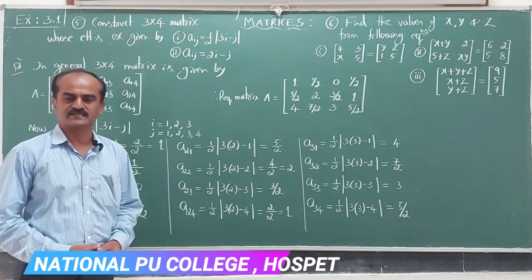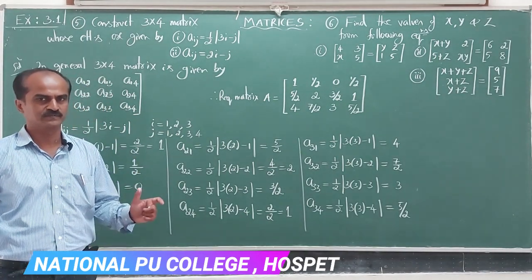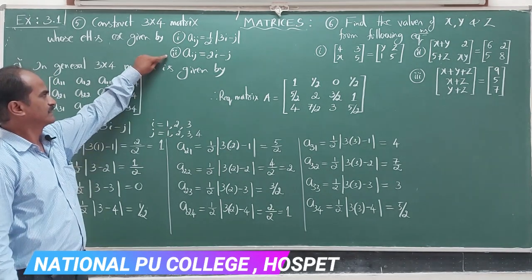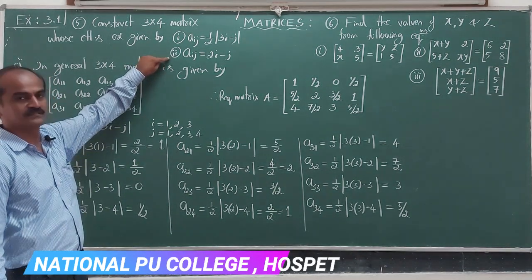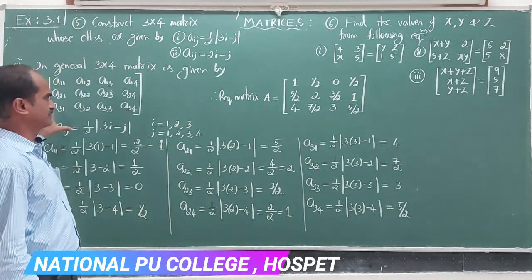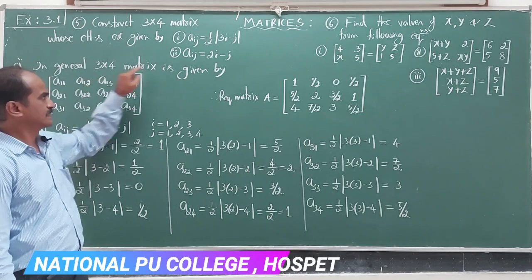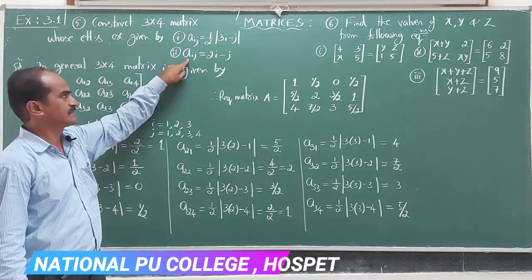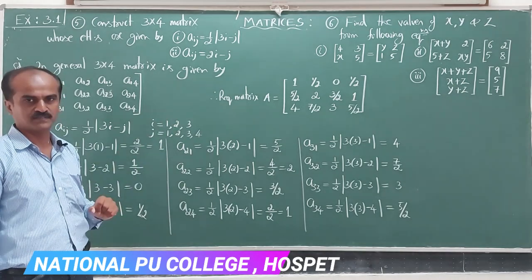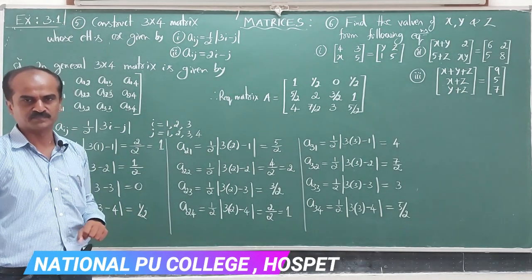That completes the example. I hope now you are familiar with this procedure. With this, I hope you can complete the second one. Required to construct again a 3 by 4 matrix whose each element is determined using Aij equal to 2i minus j. I hope you will easily be able to complete it.